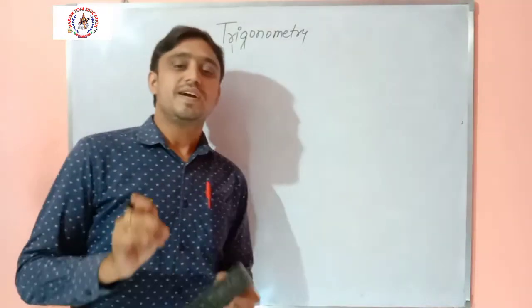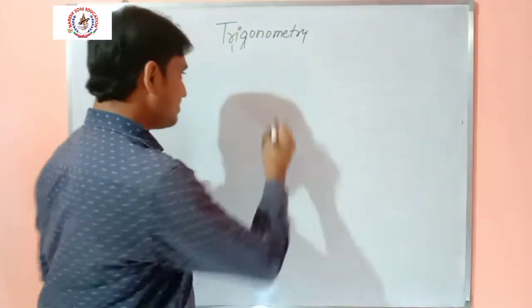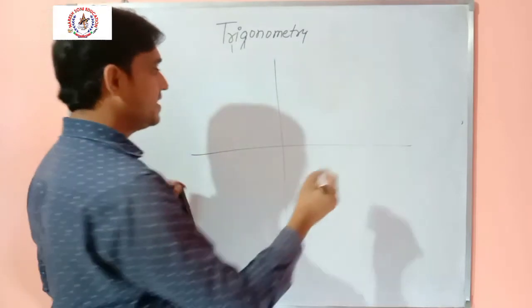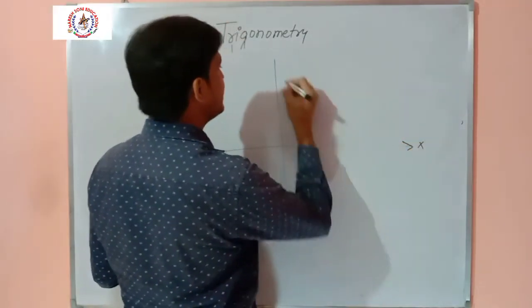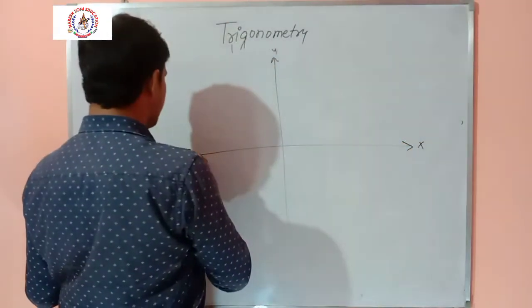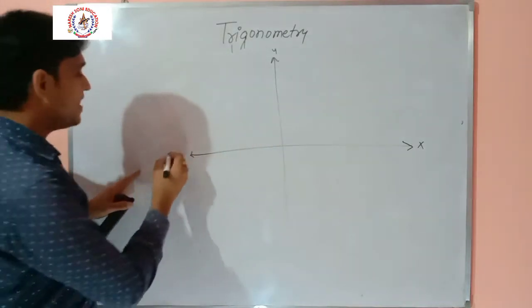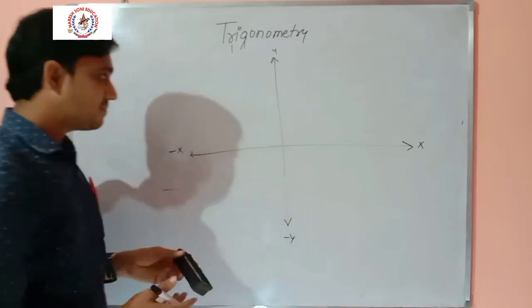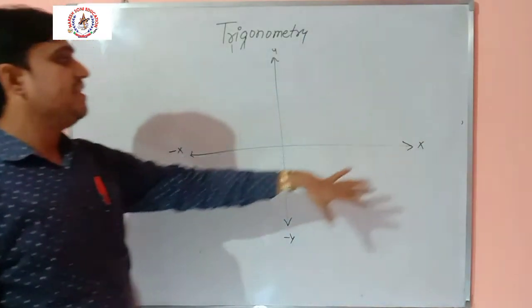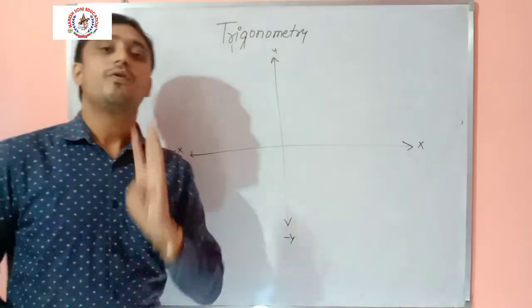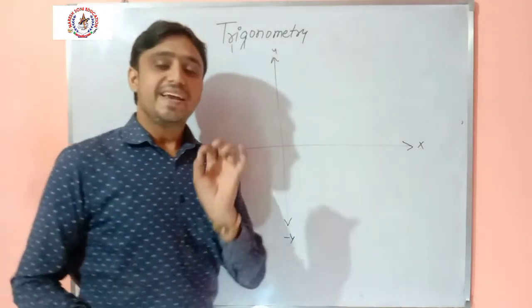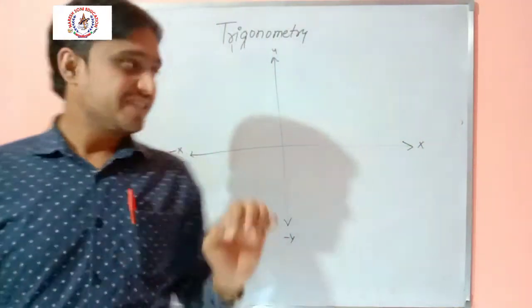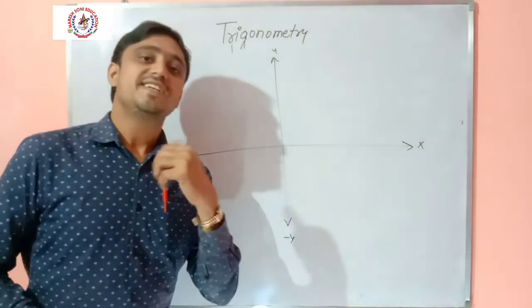Before that, let me tell you about the Cartesian plane. Okay, let's see. This is a Cartesian plane, right? This is the x-axis, y-axis, and this is the negative value of x, and here you can say the negative value of y. Here you have divided this Cartesian plane into 4 parts. Okay, and each part is known as a quadrant. You have studied about this in coordinate geometry.